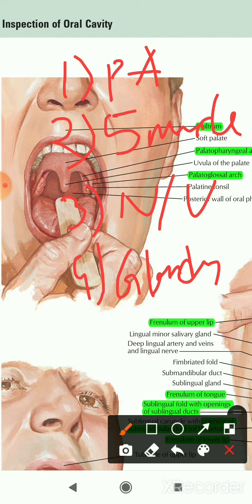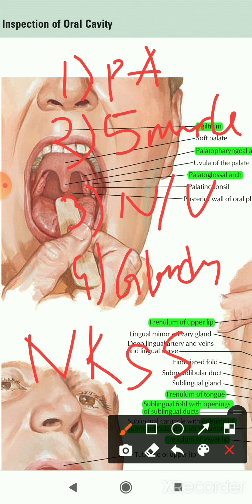Now the lining epithelium of the soft palate. Soft palate is lined by the non-keratinized stratified squamous epithelium, except the upper part of the posterior surface, as it is closely lying to the floor of the nasal cavity. Here the lining will be the ciliated columnar epithelium.